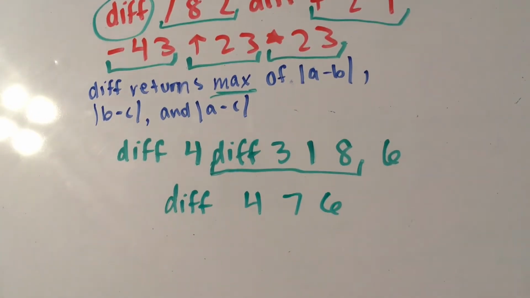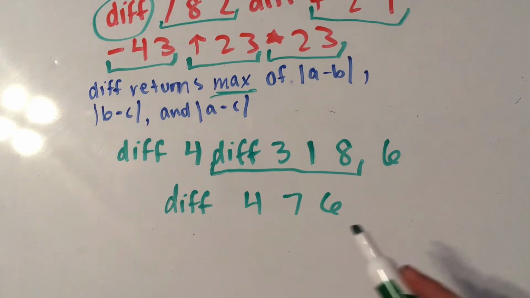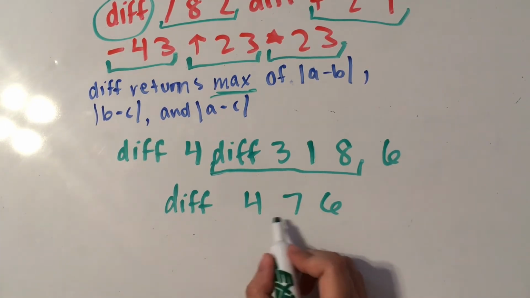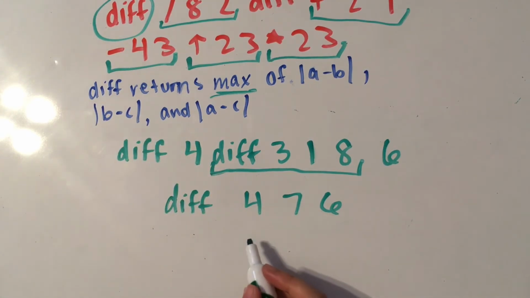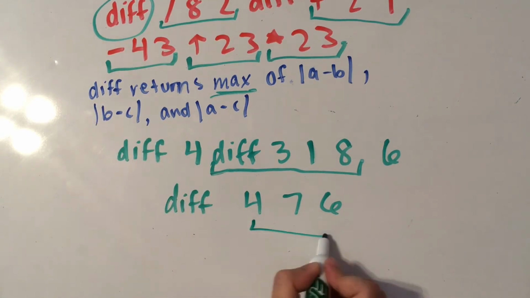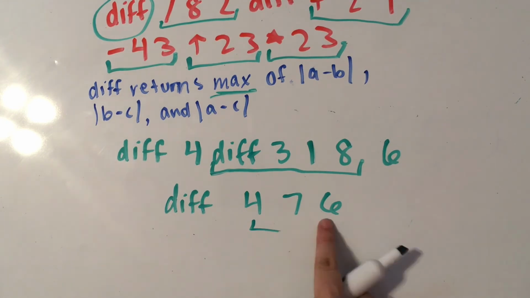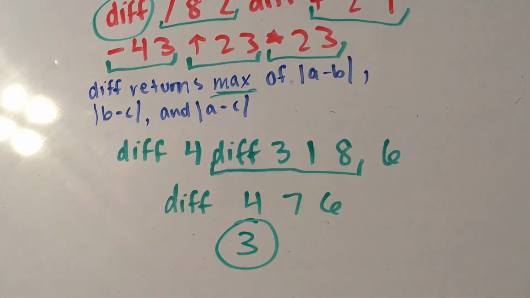And this ended up perfectly, because we now have 3 parameters to go with this diff. So 4 minus 7, absolute value is 3. B minus c, which is 1. So we have 3, 1, and then 4 minus 6 is 2. Well, the absolute value of 4 minus 6 is 2. So obviously 3 is the highest of these, and it simplifies to 3.